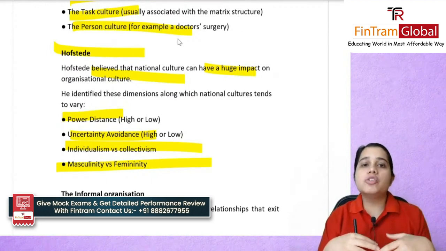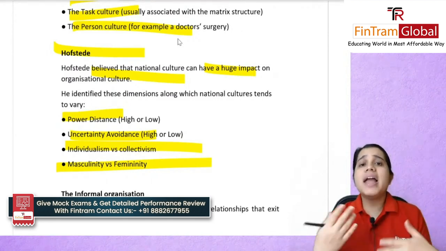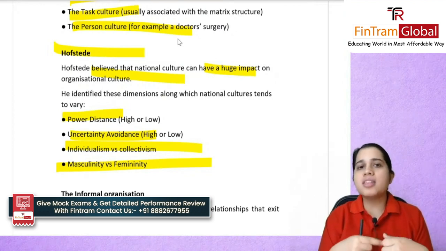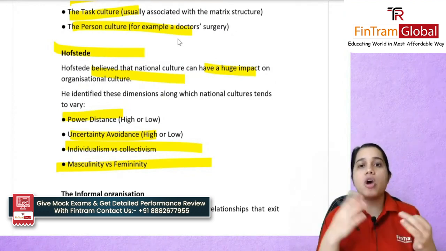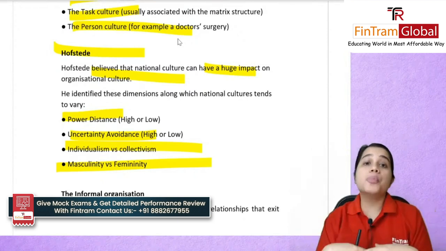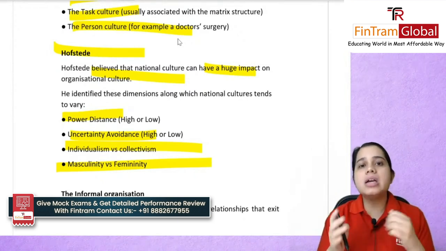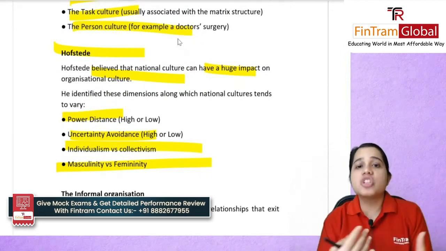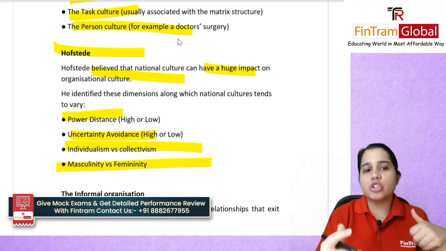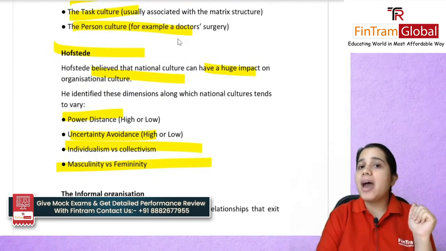So in a masculine culture, you will be able to encourage or motivate your employees by giving them a better salary hike or some status, job status, or a higher designation or promotion. But if it's a feminine culture, then probably they are looking for a work-life balance and some social relationships at work. So that was all covered by Hofstede.